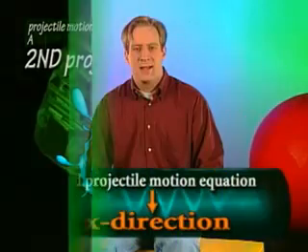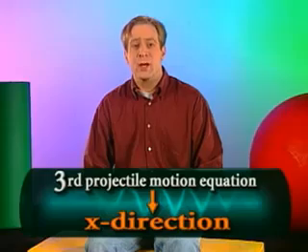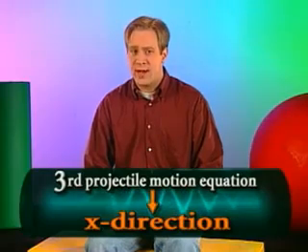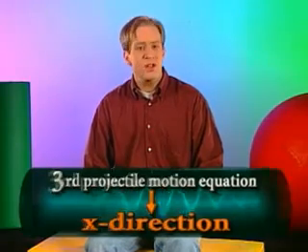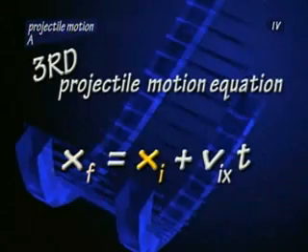Got it? The third projectile motion equation helps us find the distance that an object has traveled in the x direction. This equation deals with the position of the projected object, and it looks like this: x final equals x initial plus the x component of the initial velocity times time, or x sub f equals x sub i plus v sub ix times t.